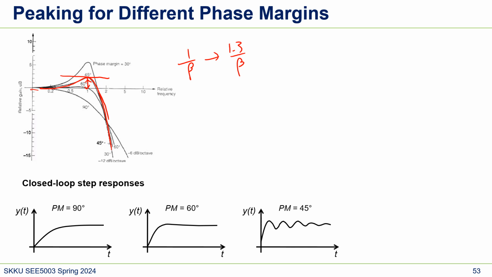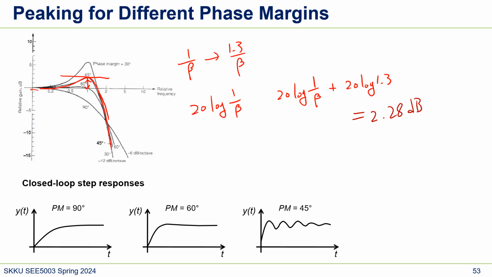If you put log to change it to the dB scale, then it will be plus 20 log 1.3. Because in the log, we just multiply, and this value is actually 2.2728 dB. So this is like 2.28 dB peaking.